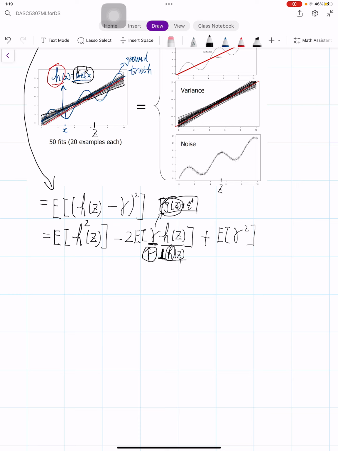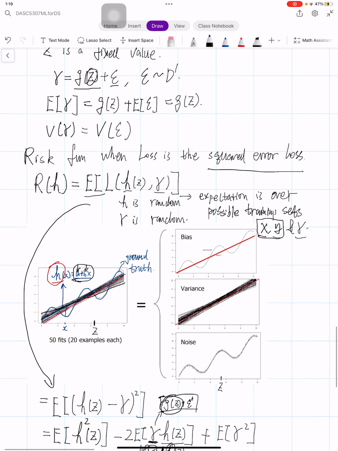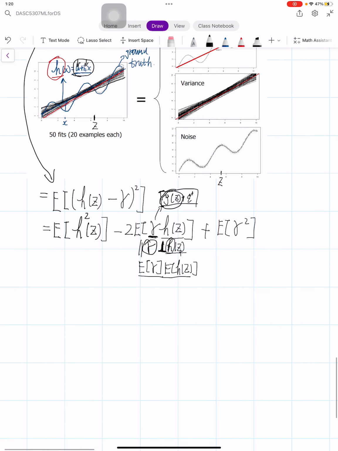If they are independent, this means this expected value equals the expected value of gamma times the expected value of hz. Therefore we can write the middle term as the product of the two expectations. This is due to the independence.